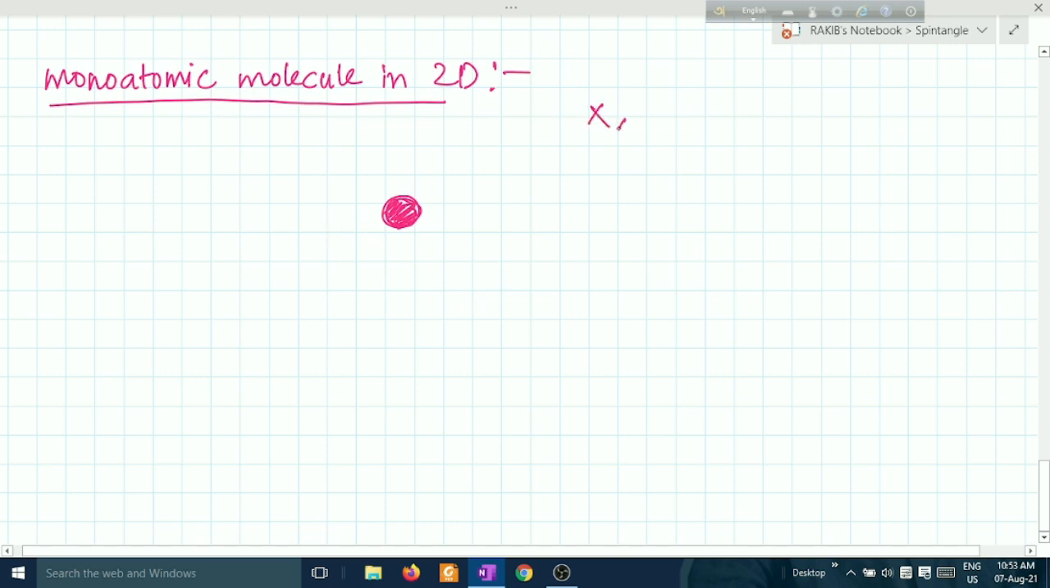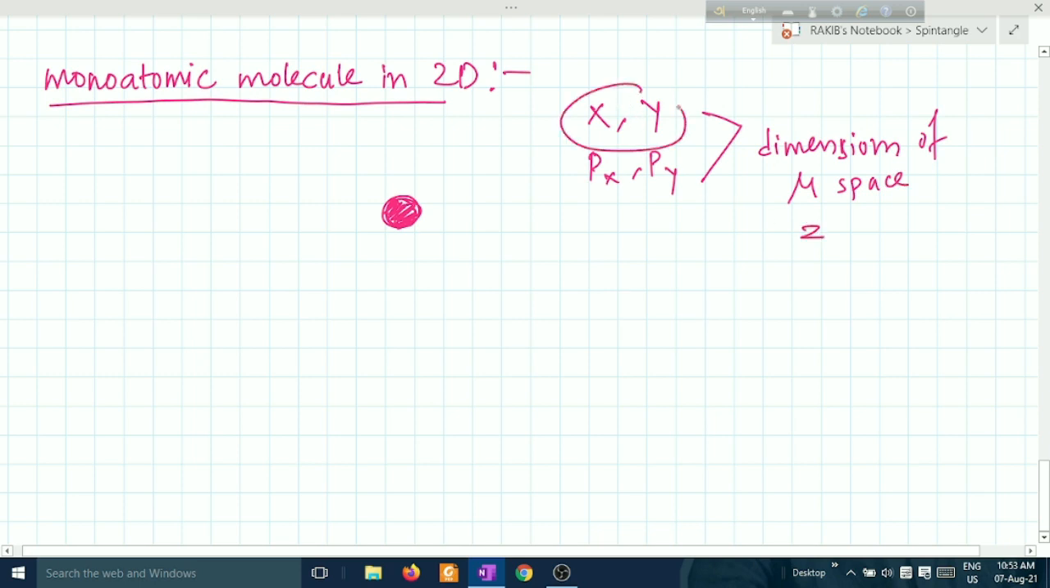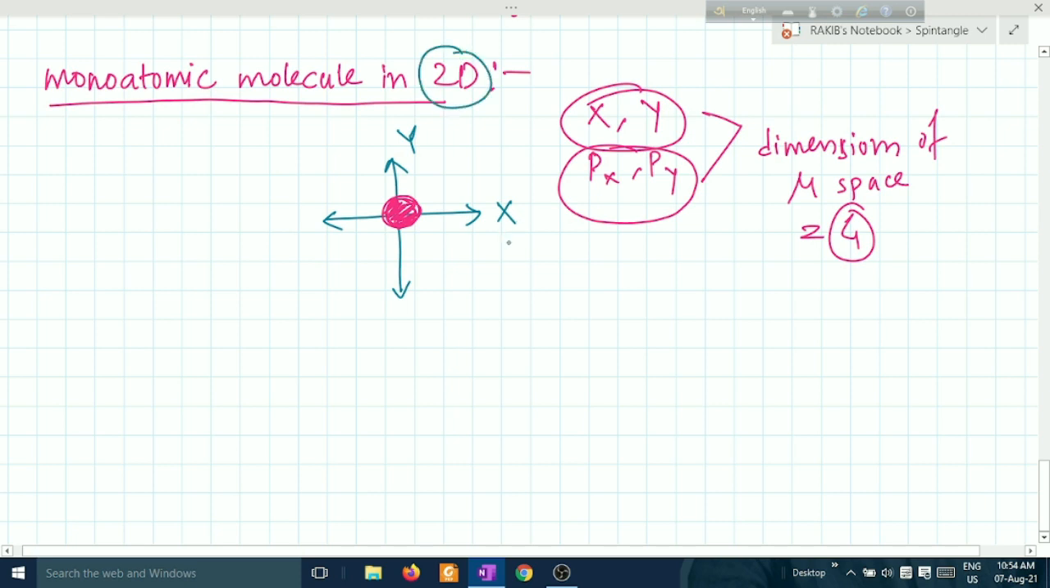In 2D, how many positions are there? There are x, y. How many momentums? px and py. So you can easily say that the dimension of mu space becomes what? 2 dimensions from positions, 2 dimensions from momentum. That means 4. You can calculate from this, and you can also calculate from the degrees of freedom formula. Say this is the x axis. The particle can move in this axis also, say this is the y axis. As this is a 2-dimensional system, there will be no other axis other than x and y.